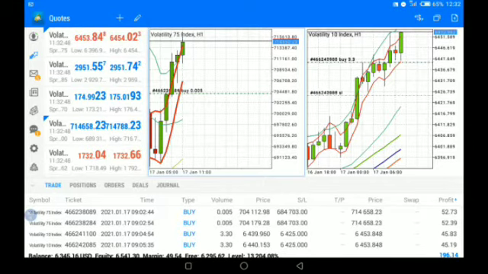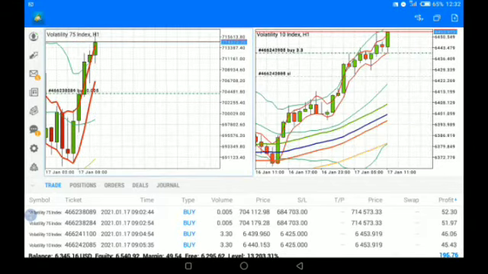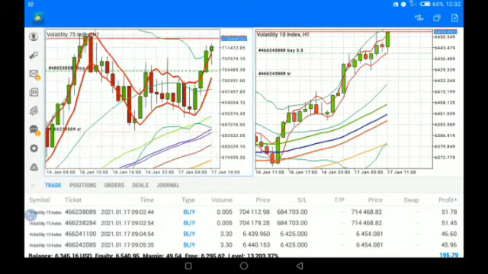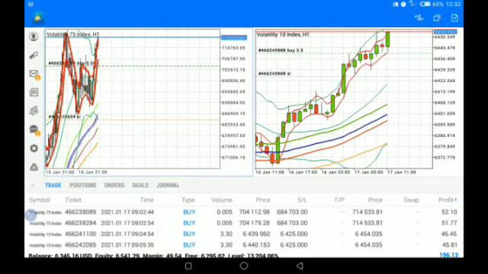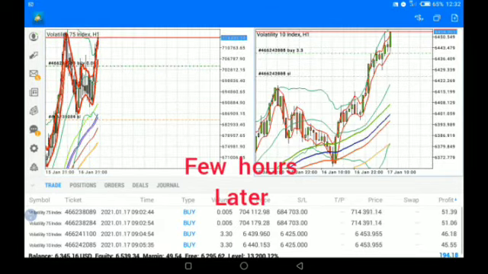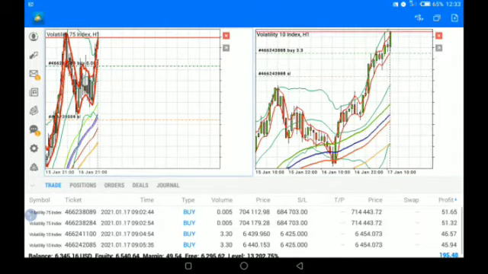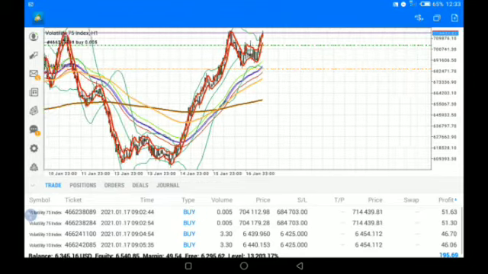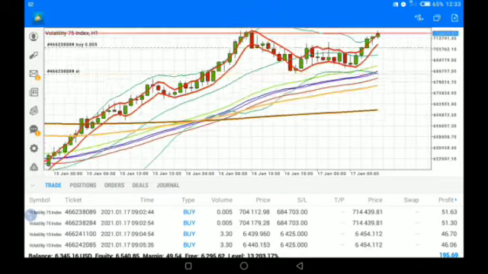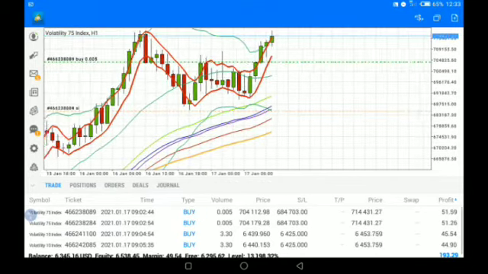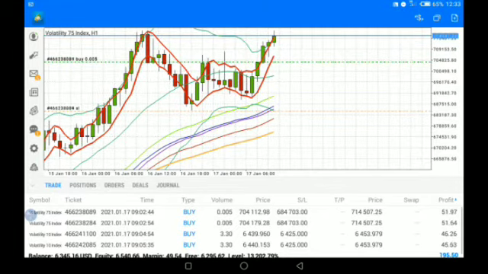Alright, you can see the situation of the trades, both trades for V75 and V10. Let's see what V75 looks like now. So you can see how V75 looks now. I'm expecting it to break.